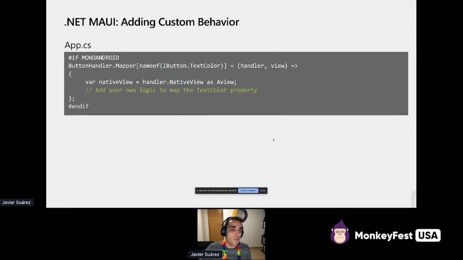For example, from your cross-platform code, if you want to customize the native button in Android, you can use compilation directives or create a specific class for Android. You can access the native control here, as you can see, and directly map the text color as you want with your own logic directly from the cross-platform side. That's something that today is not possible with Xamarin.Forms in this way. And I think that's one of the awesome things about the handlers.